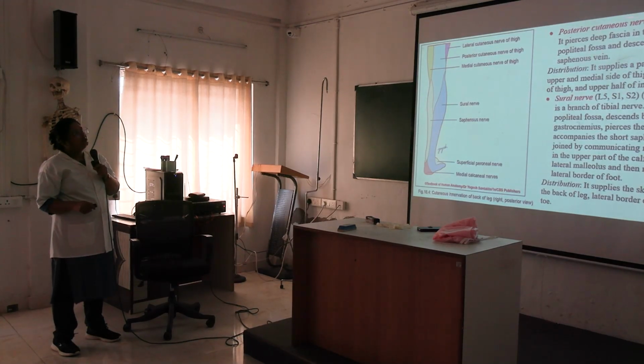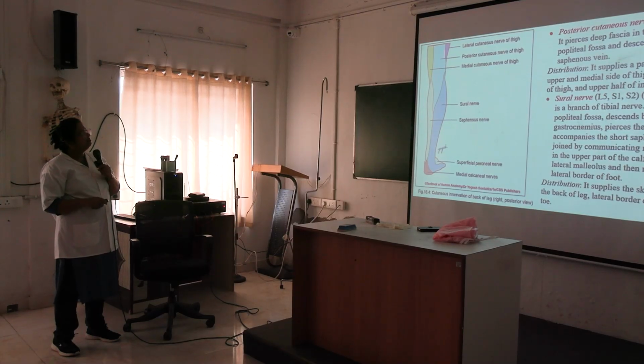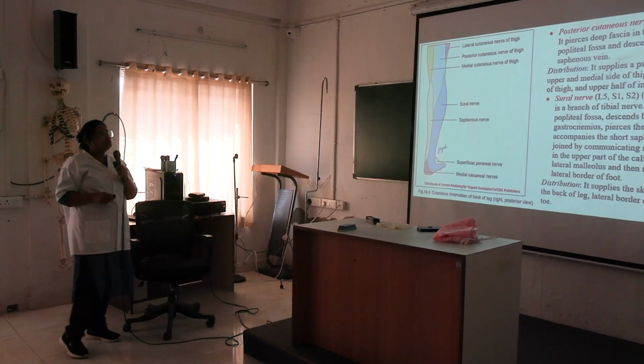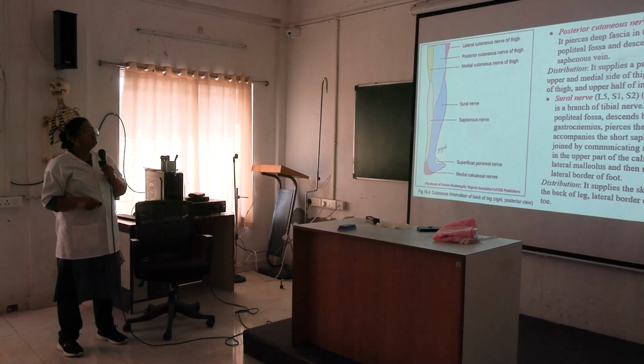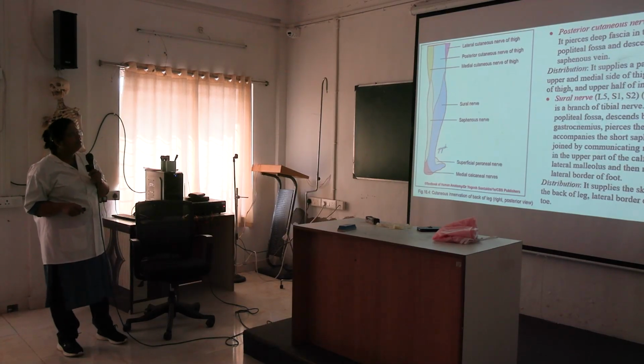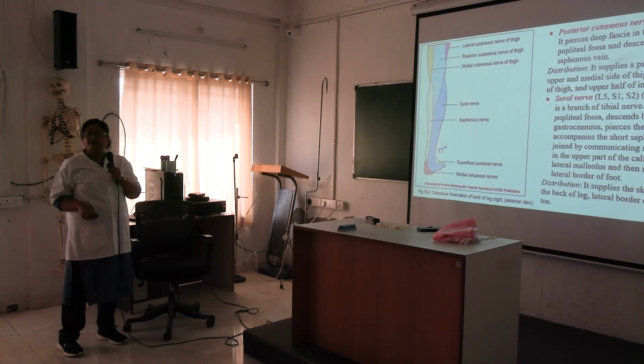Okay, so posterior cutaneous nerve of thigh root value is S1, S2, S3, and it pierces the deep fascia in the middle of the popliteal fossa and descends along with short saphenous vein. What is the distribution? It supplies a part of gluteal region, upper and medial side of thigh, main part of the back of thigh and upper half of the intermediate area of the calf.